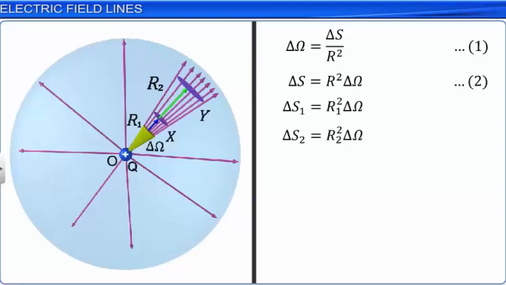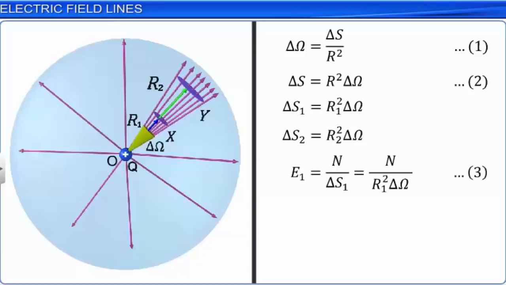The number of field lines, say n, passing normal to delta S1 and delta S2 is also the same. The number of field lines passing normal to a unit area is equal to the electric field strength E. Therefore, the electric field strength E1 at x will be equal to the number of field lines per unit area at x, which is equal to n by delta S1, or n by r1 square into delta omega, using the value of delta S1. Let this be equation 3.